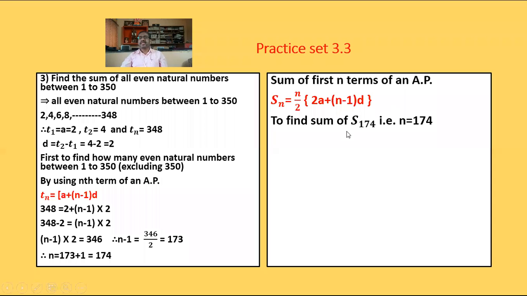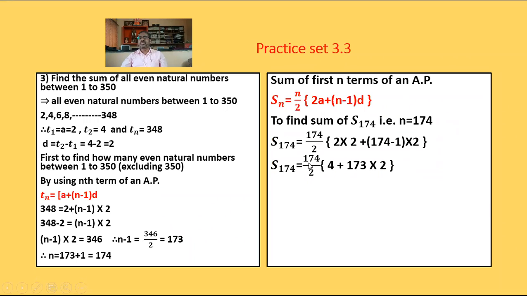To find the sum S174, that is n is equal to 174. S174 is equal to 174 upon 2, in bracket 2 multiply 2 plus 174 minus 1 multiply 2. Then we get S174 is equal to 174 upon 2, in bracket 4 plus 173 multiply 2, which is 346, plus 4.